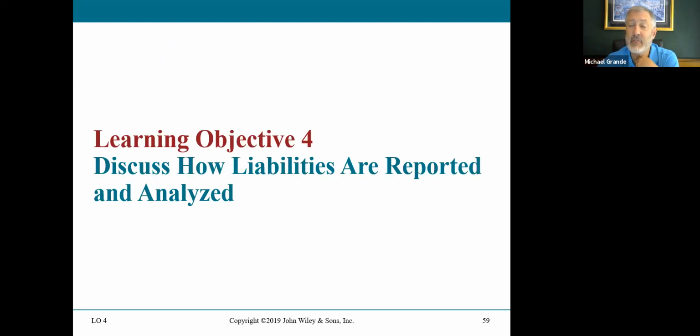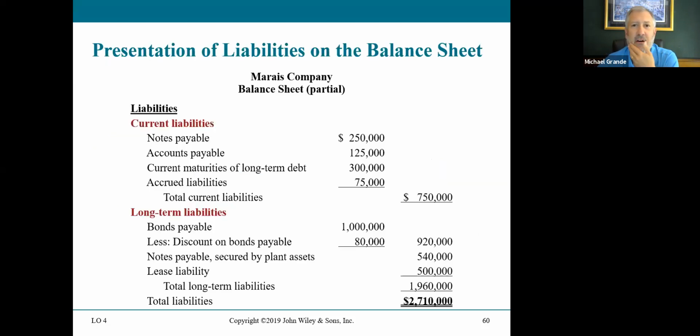Discuss how liabilities are reported and analyzed. So here's what the liability section of a balance sheet looks like. You've got your current liabilities, you've got your long-term liabilities. Notes payable, assume it's all current, right? If there was a long-term portion to it, the long-term portion would be in the long-term liability section. Accounts payable. So here's the current maturities of the long-term debt. Accrued liability.